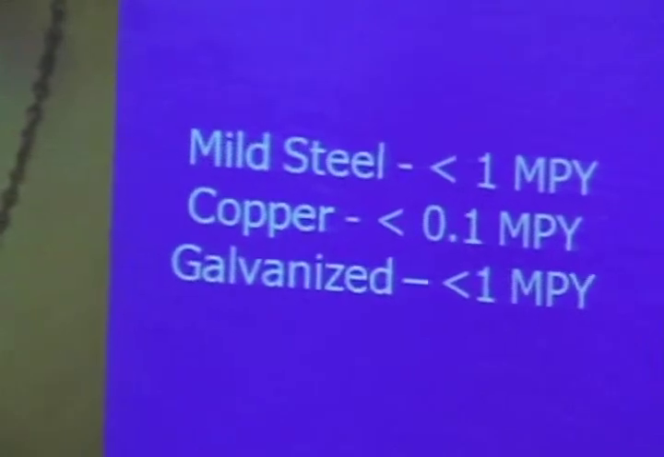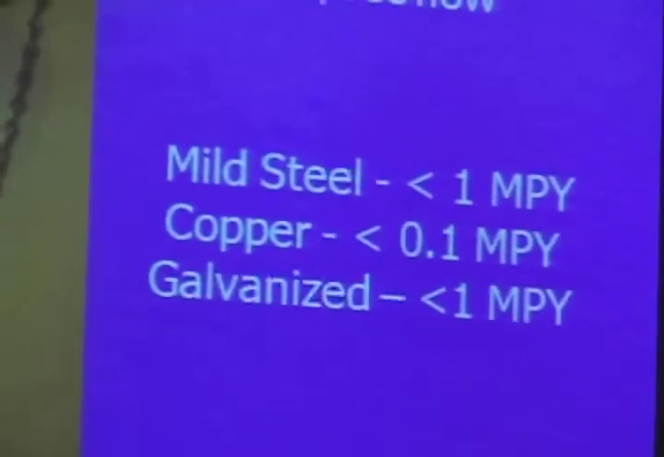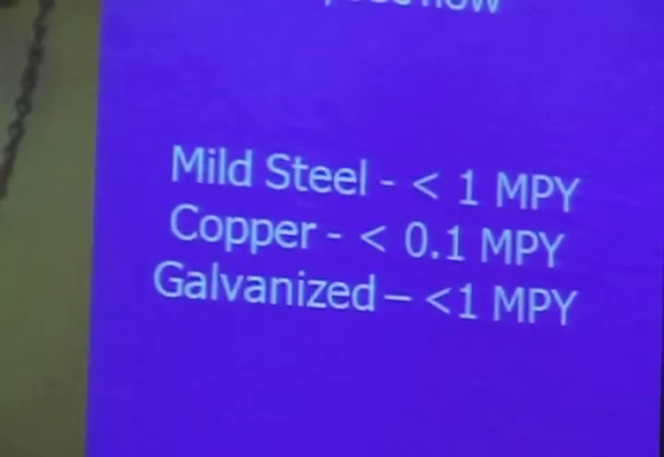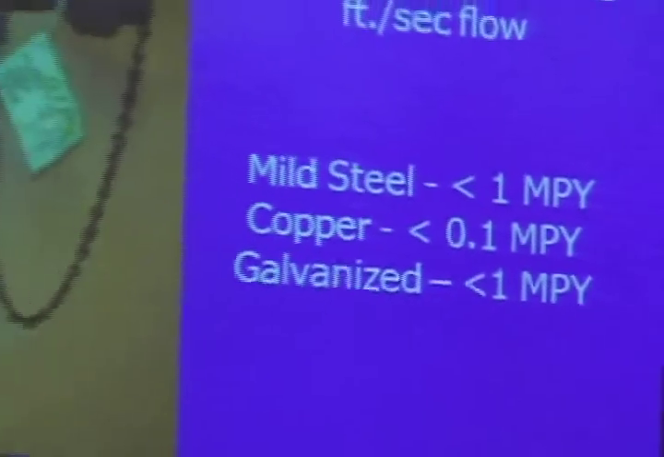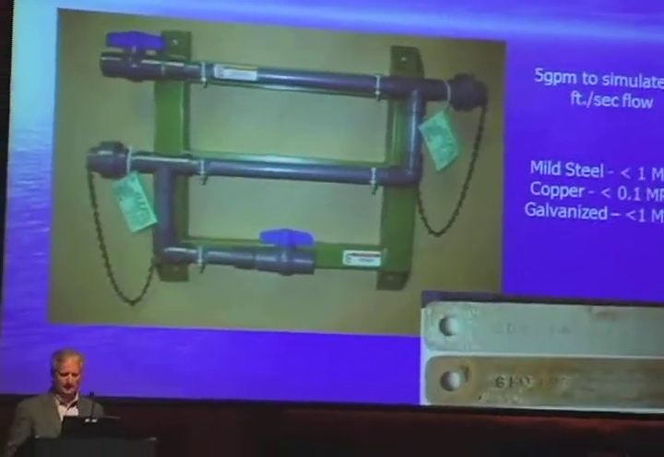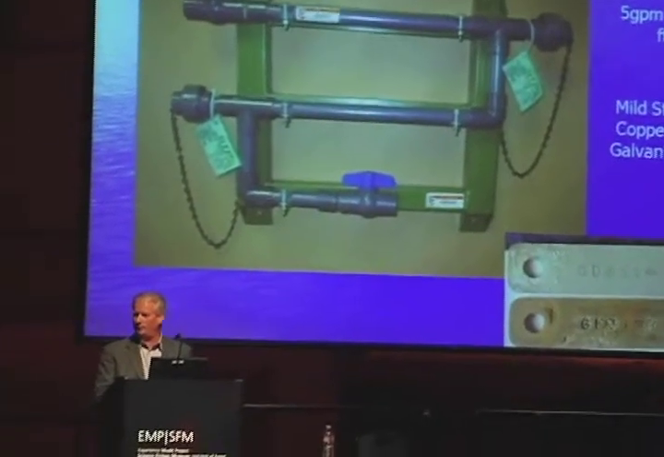And normally what we want, again, mild steel should be less than 1 mil per year, copper less than 0.1, galvanized, if you have a galvanized tower, you should have less than 1 mil per year on the galvanized too. If you're exceeding those limits, that just gives you an opportunity to make adjustments to the program and find out why before you get the magical surprise when you open up the chiller.